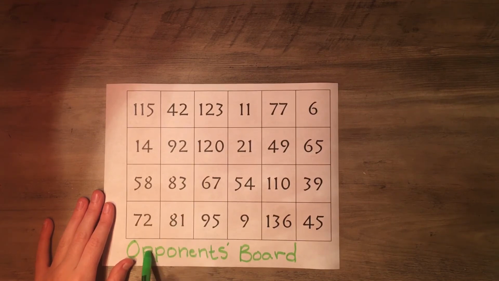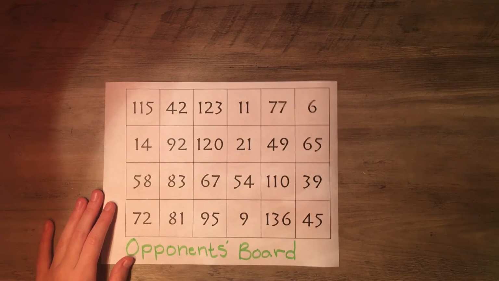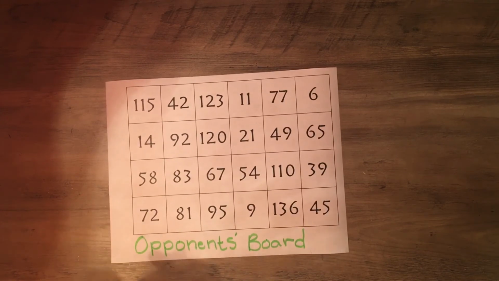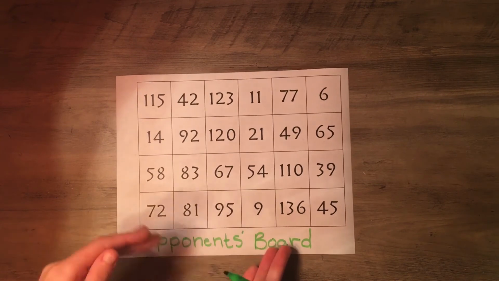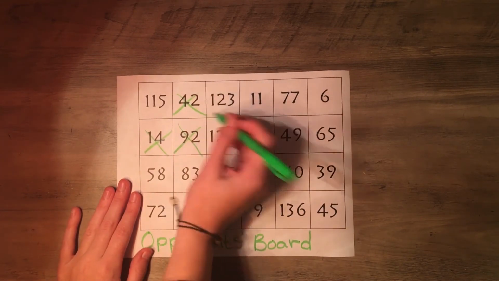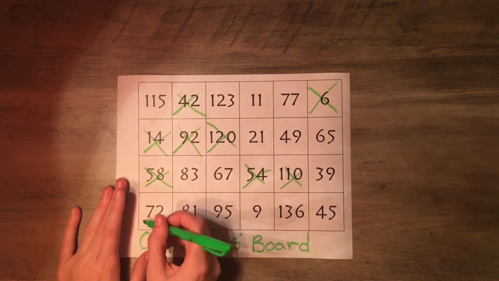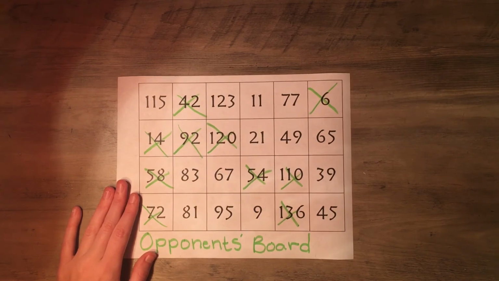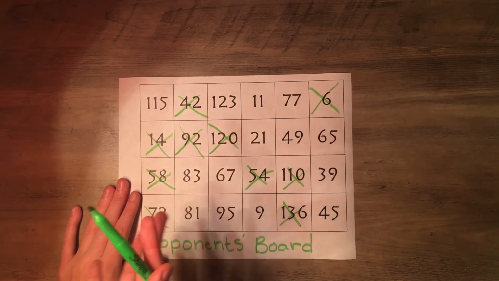So, if my opponent were to ask me, is your number divisible by 2? I would say no. And then my opponent, on his or her paper, will cross off all of the numbers divisible by 2 since they know my number is not divisible by 2. Using this elimination method, players will discover their opponent's number through question asking.